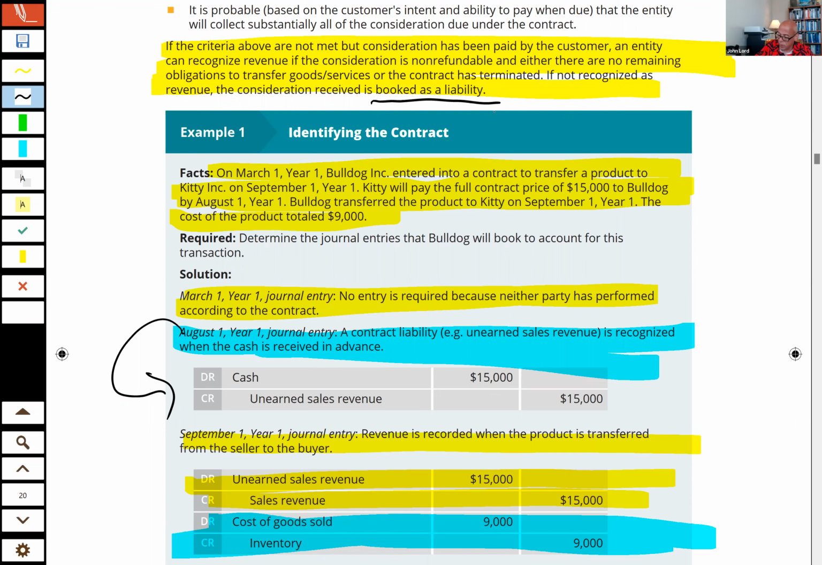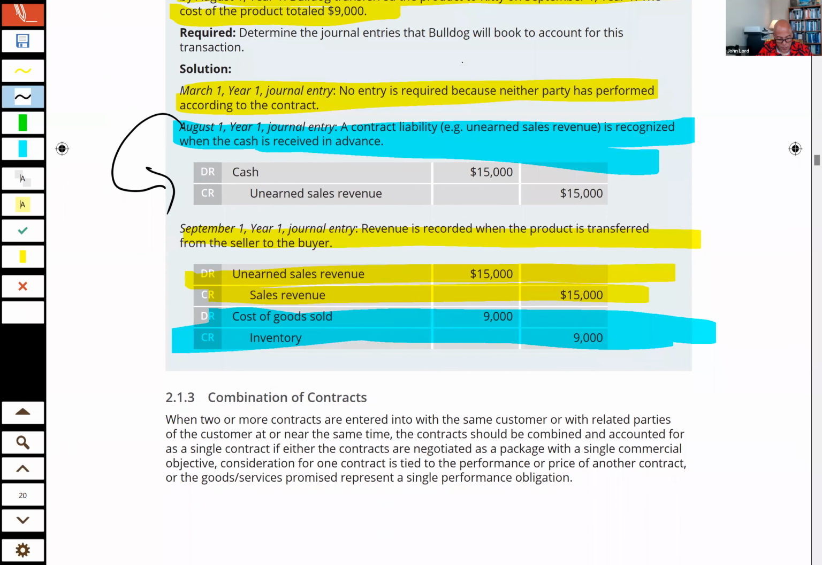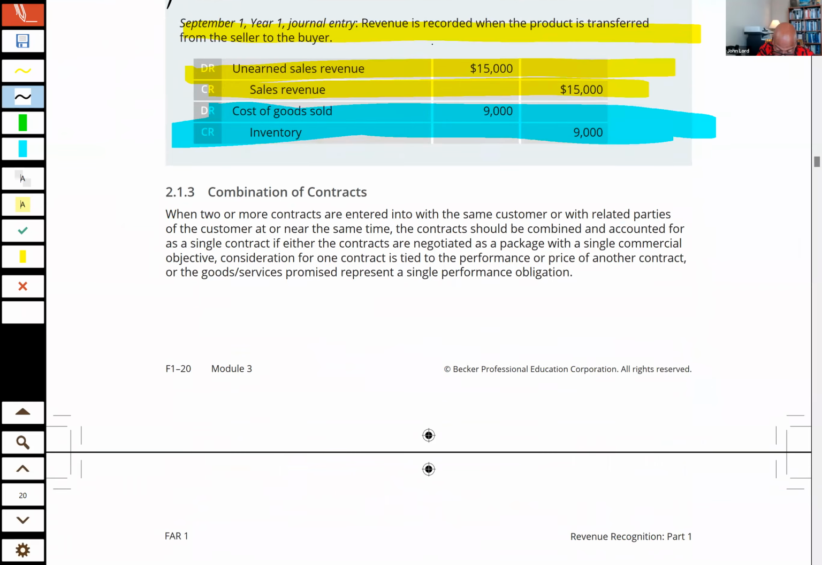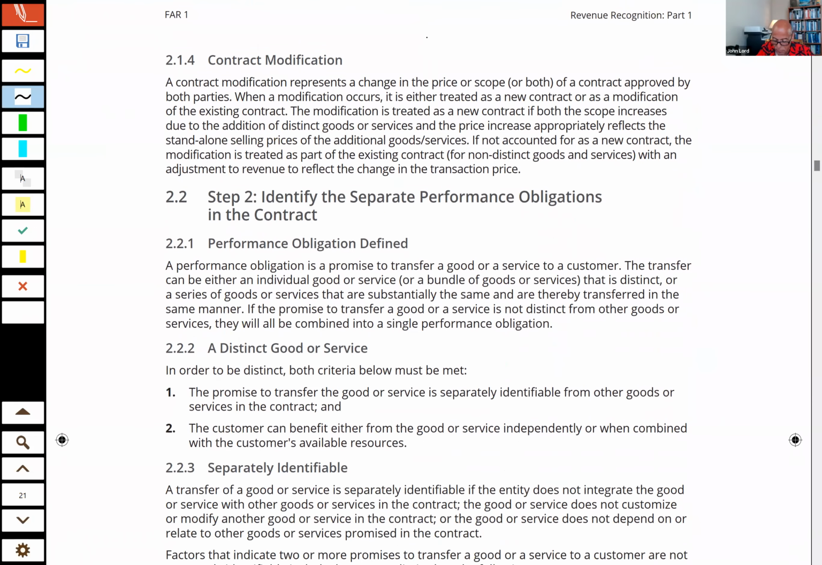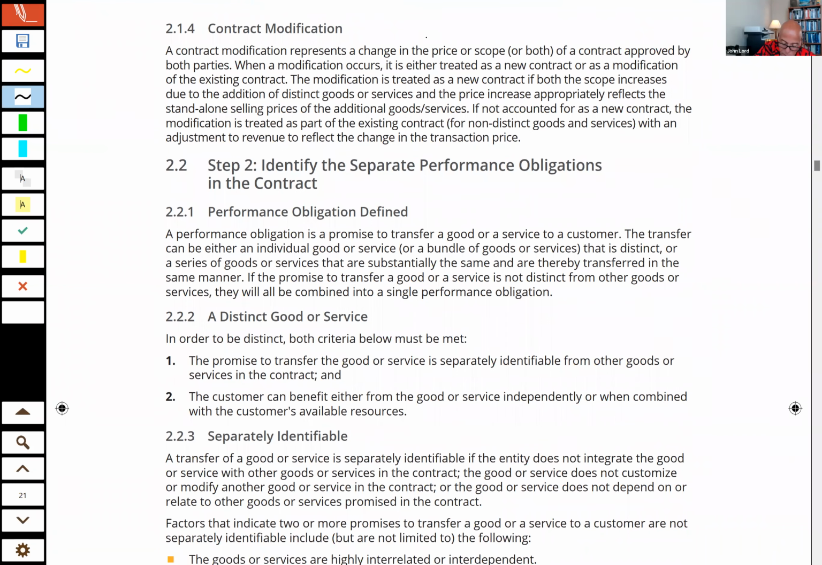So that's why we have to book that as a liability: because of the potential that, if for whatever reason we don't perform on the contract, we're in breach and we have to give that money back. That's a liability. Okay, good. Now step two: what are the performance obligations? There's going to be one or more. There could be one performance obligation, or there could be more than one. So let's take a look at what they say here.